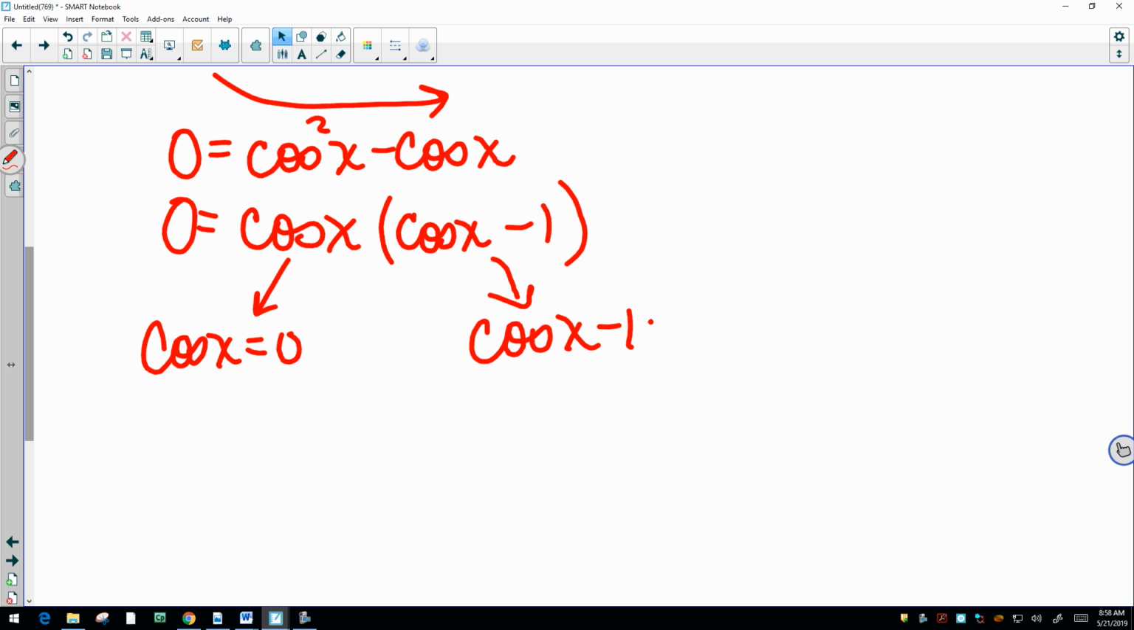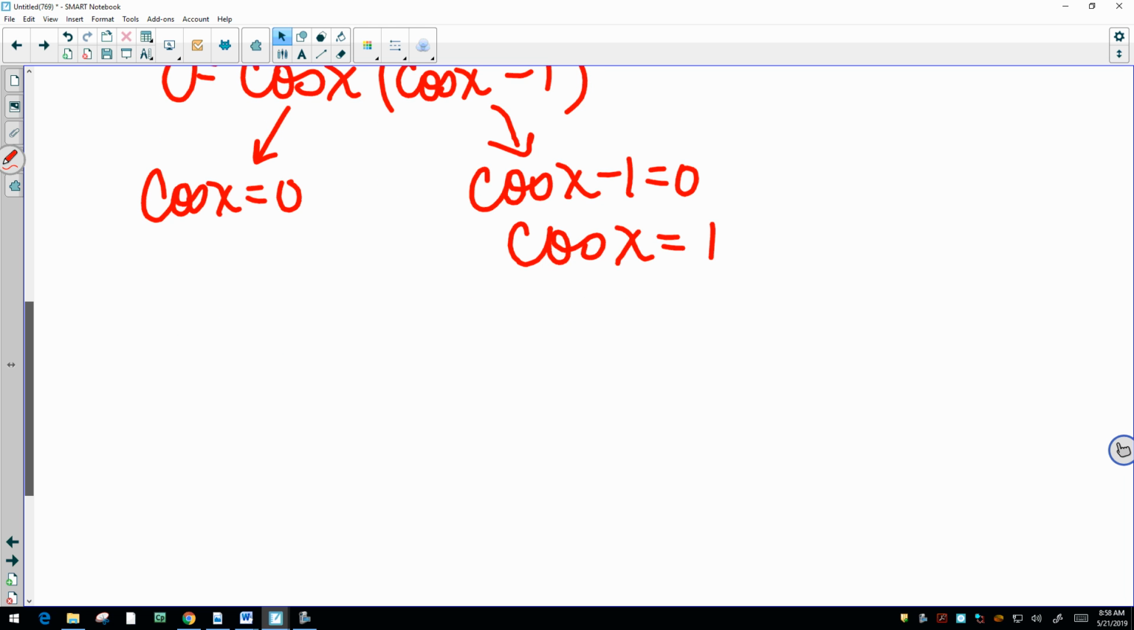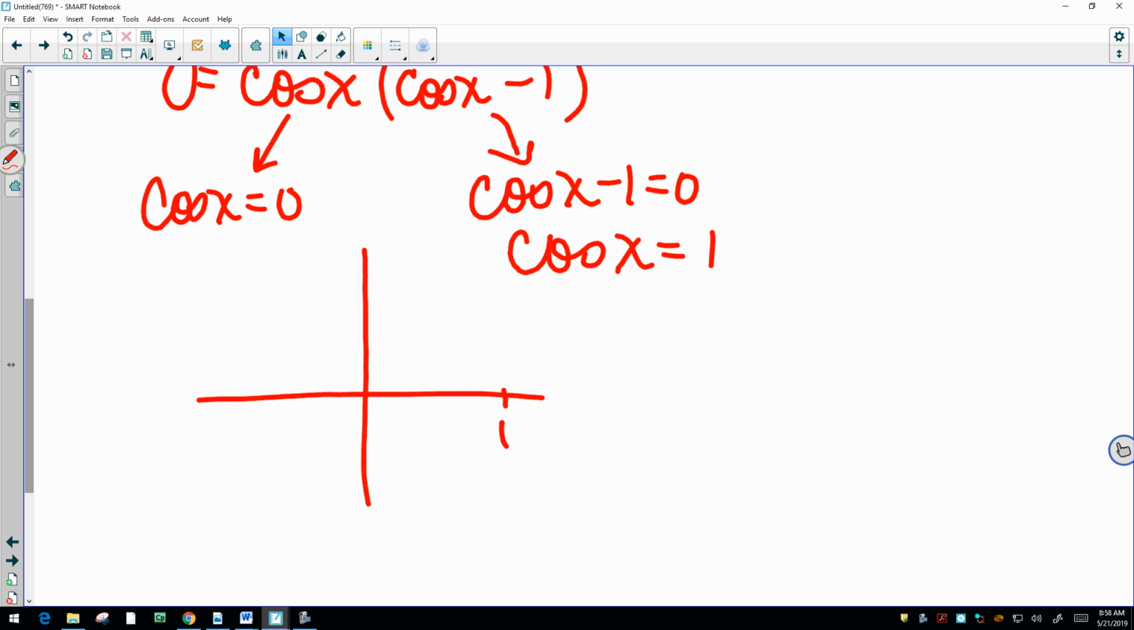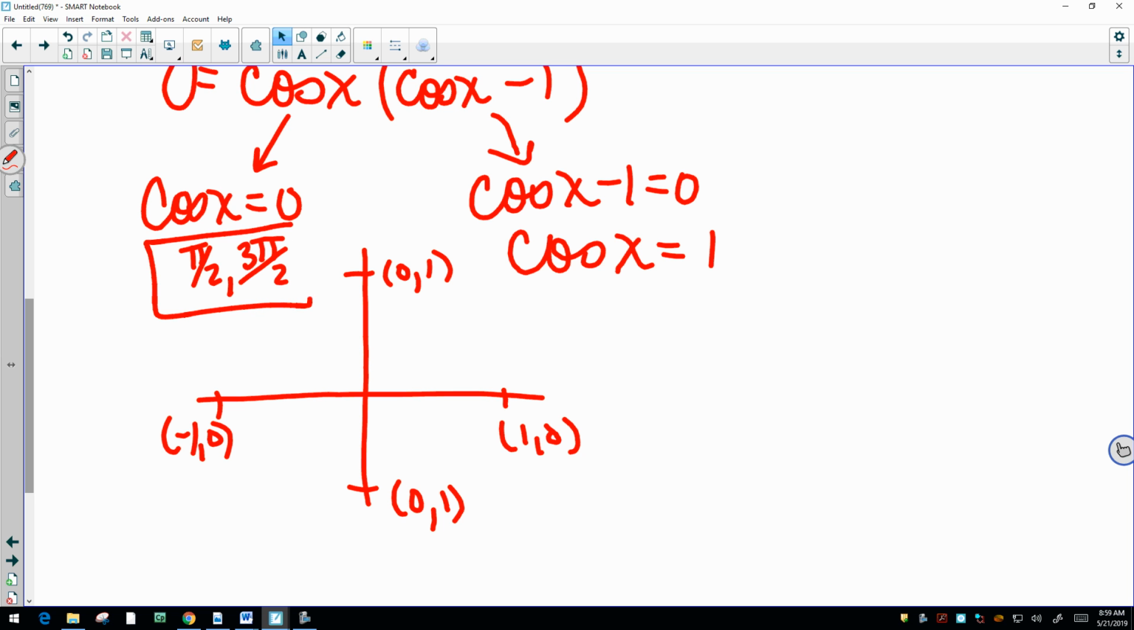Cosine of x minus 1 equals 0, which means I have to solve for cosine of x equaling 1. So both of these are going to be quadrantal angles. And if I'm thinking quadrantal angles, keep in mind your first coordinate is your cosine coordinate. And so I want anywhere where cosine is going to be 0 or 1. Well, cosine is going to be 0 at both pi over 2 and 3 pi over 2. Cosine is going to be 1 at 0. We could also say 2 pi, it just depends on how you want to answer that.